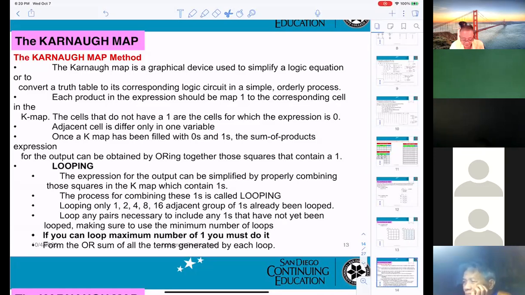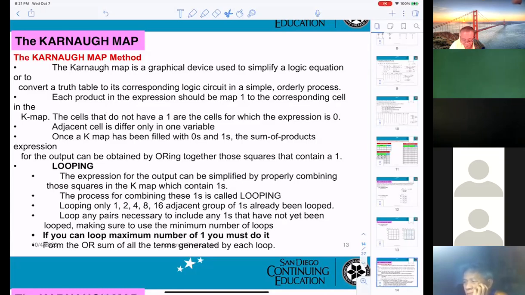In the K-map, the cells that do not have a one are the cells for which the expression is zero. Okay. Adjacent cells differ by only one variable. Once the K-map has been filled with 0s and 1s, the sum of product expression for the output can be obtained by ORing all together, looping. The expression for the output can be simplified by properly combining those squares in the K-map which contain 1.